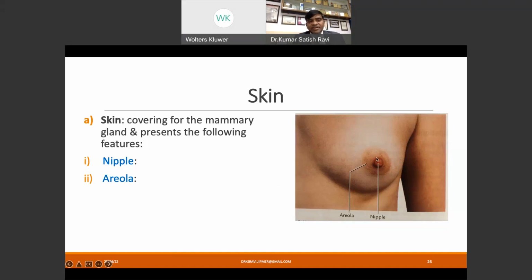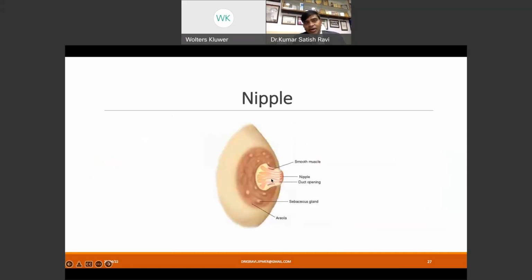So the nipple, when we see it, is a conical projection, right? If we see over here, this is the conical projection which is present at the fourth intercostal space. Now when we see over here in the nipple, you will get 15 to 20 lactiferous ducts which open at the summit of the nipple.